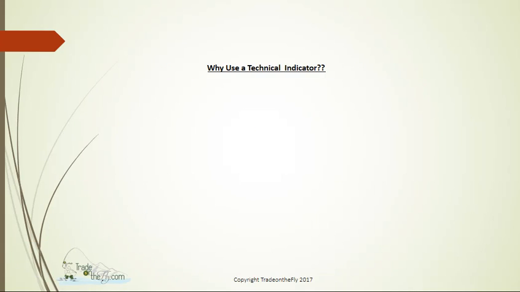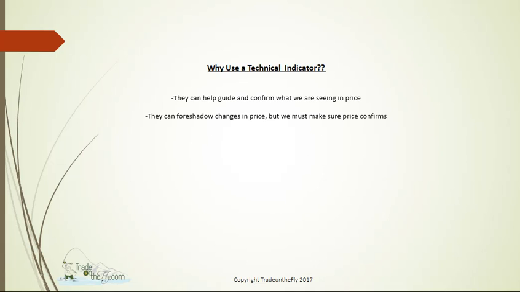Why use a technical indicator, you might ask? Technical indicators can help guide us. They can help us confirm what we're seeing in price action, and it's another way to interpret price. Some technical indicators can help foreshadow changes in price, but we must be very mindful and make sure that price confirms, that we're not trading solely off of the technical indicator, and that we remember that price and volume are first and foremost in our trading.